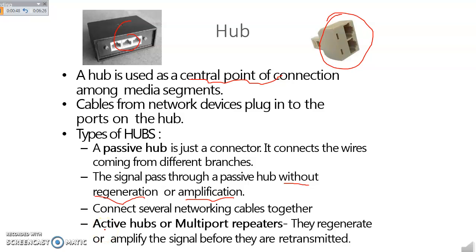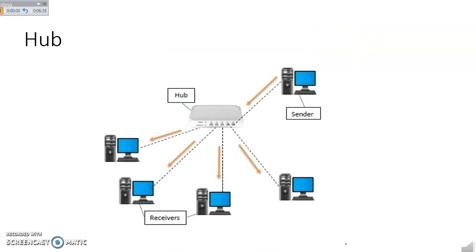Active hub and multi-port repeater regenerate or amplify the signal before it is transmitted. So in this diagram, the central device is present, and in a star topology, multiple devices are connected to a single hub. Okay, then what is the task of the hub?